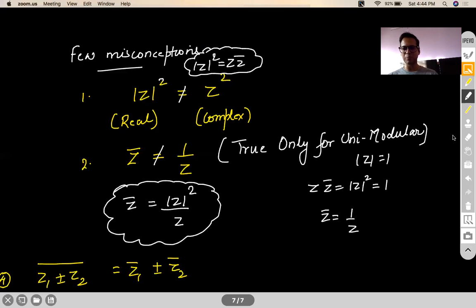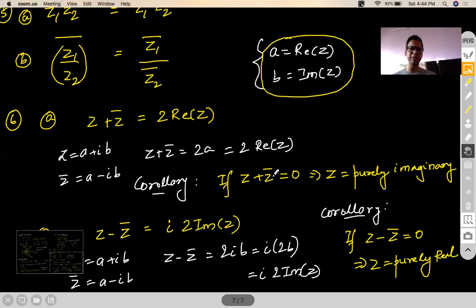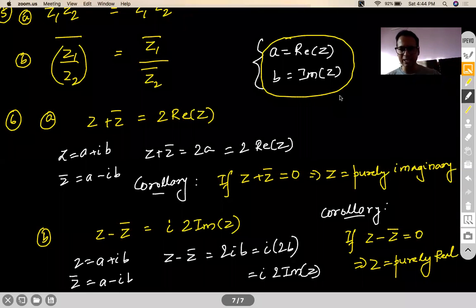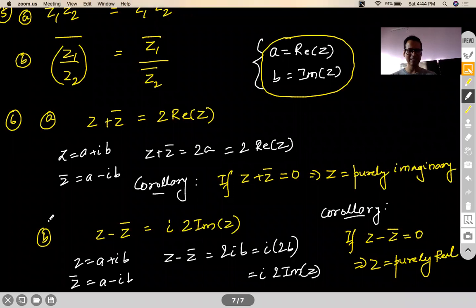Could you go to the sixth property? There you go, sixth property. Done, Madhav. Ten seconds, huh? You can take a snapshot. Sir, you write very fast, sir. We are not able to copy.